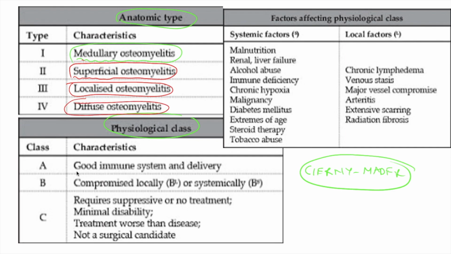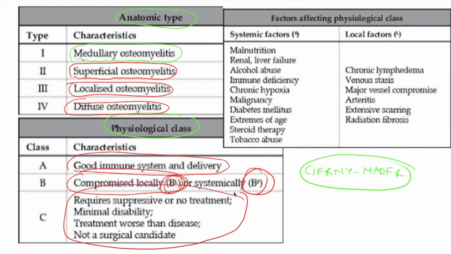Based on the host, class A is where there's a good immune system and the patient is not immunocompromised. In group B, it is locally compromised, that is BL, or systemically compromised, labeled as BS. In group C, it requires suppressive or no treatment. That means the patient is really immunocompromised and treating the condition may cause the patient to die, or probably the outcome is far worse than not treating the patient. So the poor prognosis increases from class A to class C.